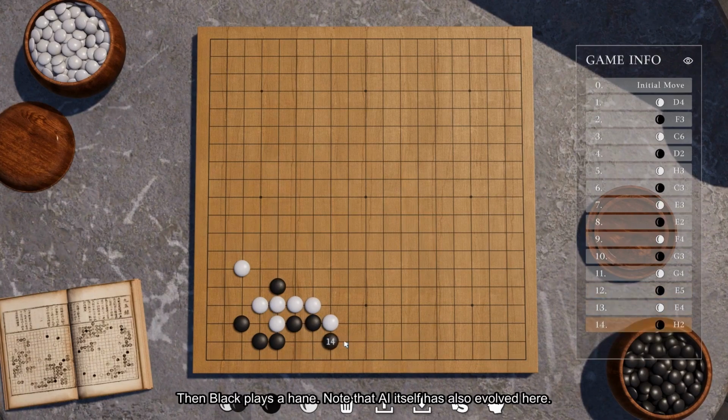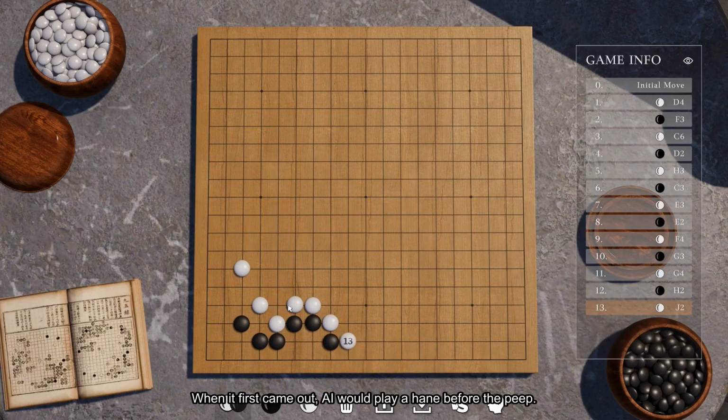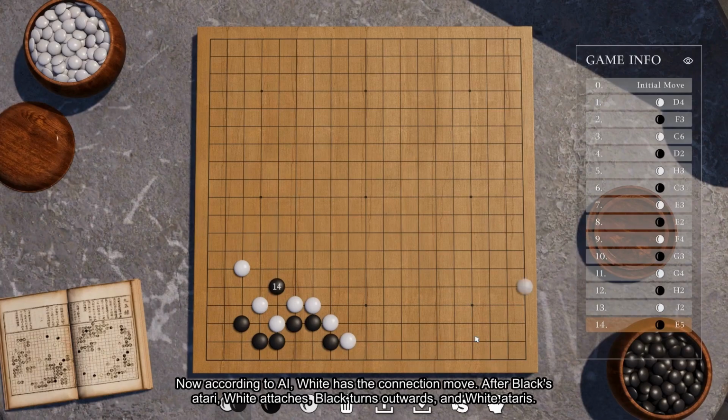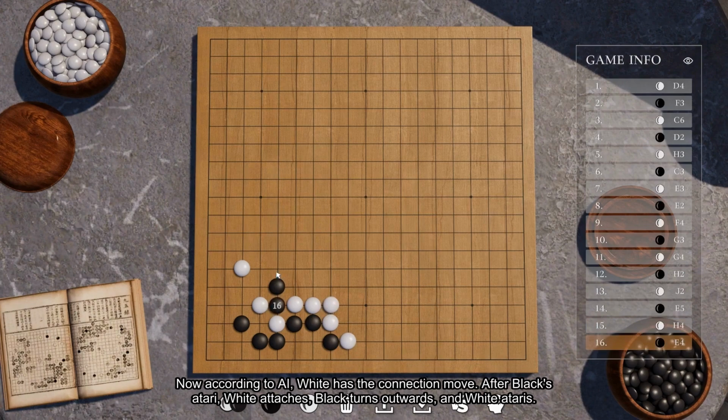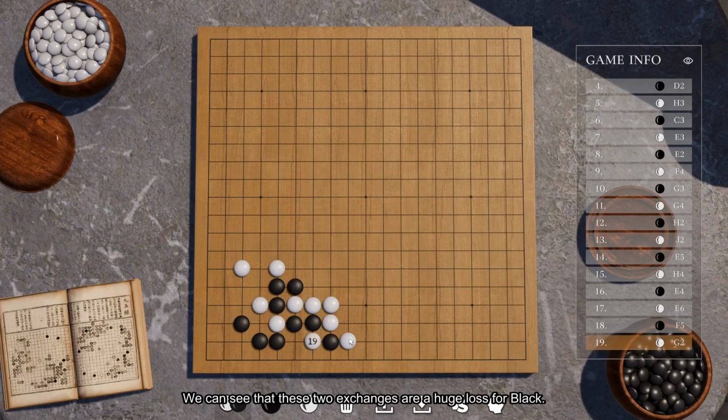Then black plays a hane. Note that AI itself has also evolved here. When it first came out, AI would play a hane before the peep. Now, according to AI, white has the connection move. After black's Atari, white attaches, black turns outwards, and white Ataris. We can see that these two exchanges are a huge loss for black.